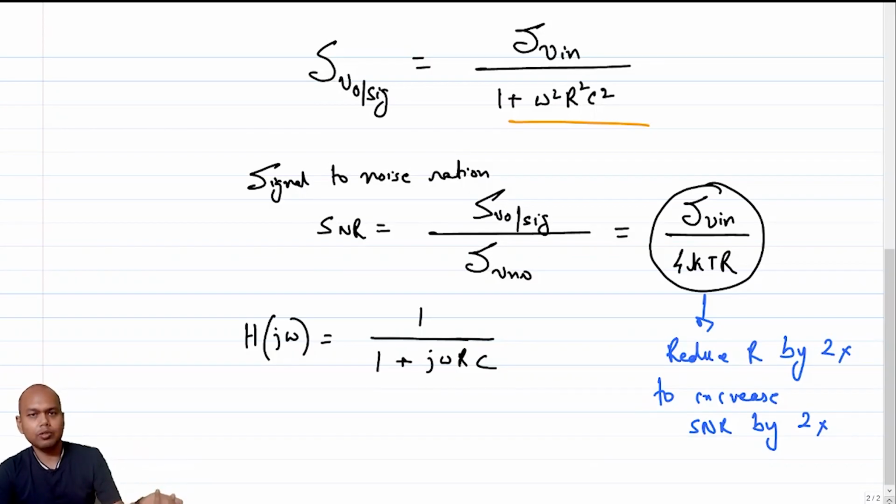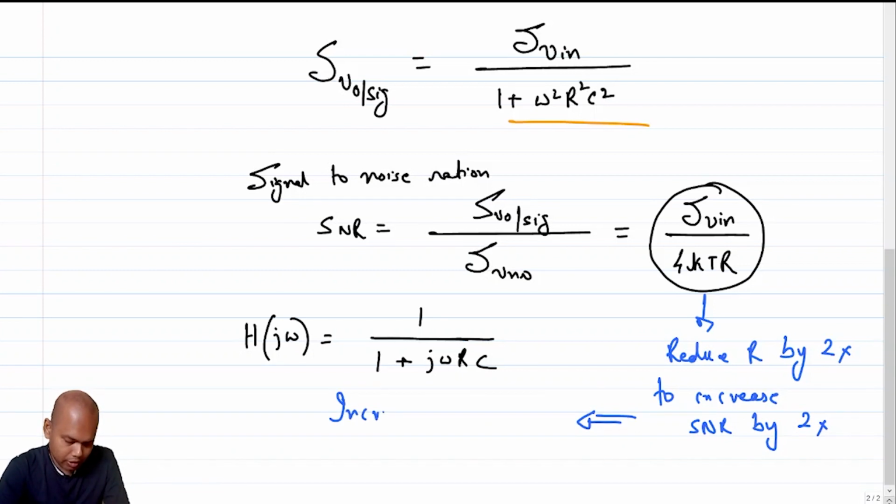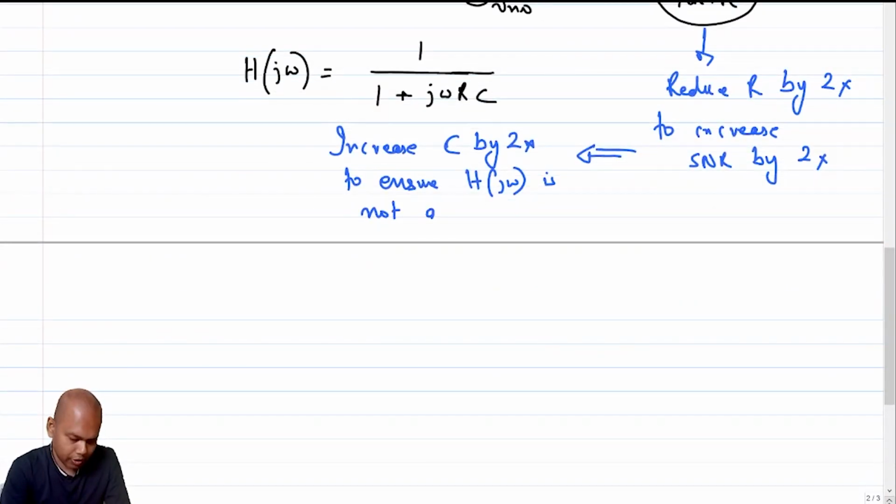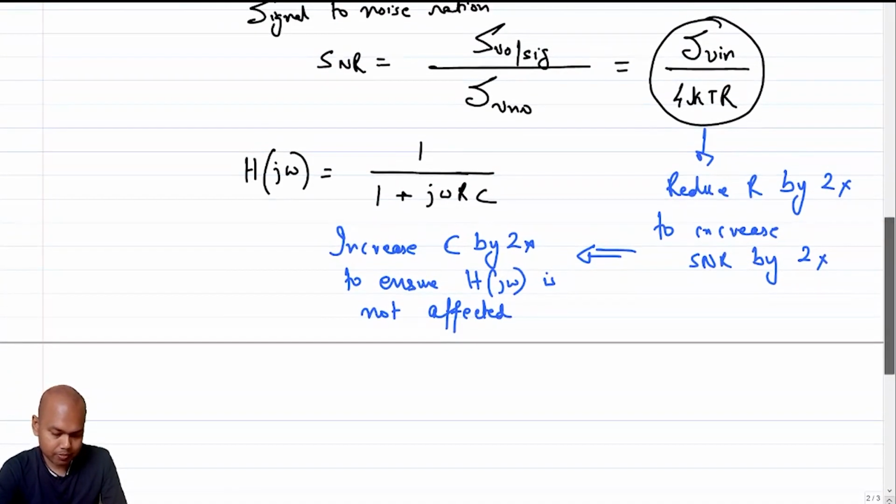But if we do not want to impact the transfer function, what is the next thing to do? Increase C by 2x to ensure h of j omega is not affected, because ultimately I do not want to change the transfer function of the circuit. I only want to improve the noise performance of the circuit, right?